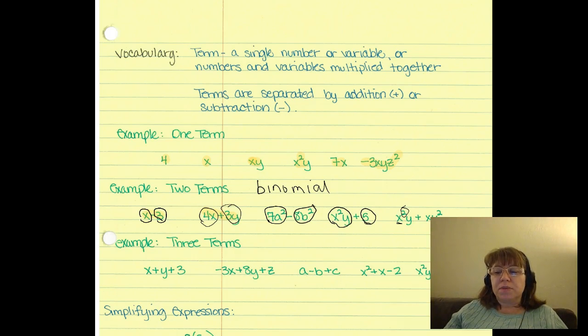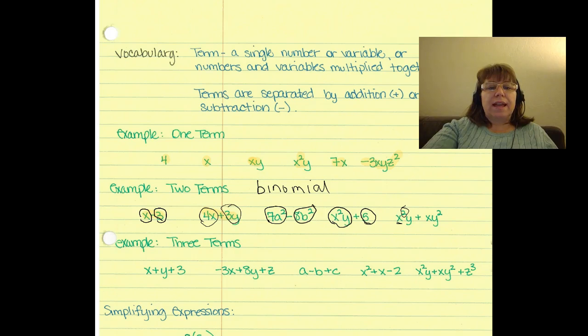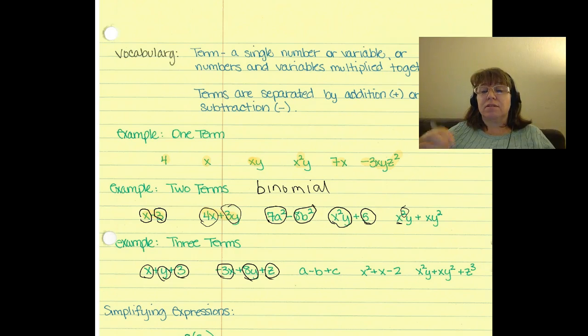Now we also have 3 terms, 4 terms, 5 terms, 6 terms. For 3 terms, x plus y plus 3 is an example. And you can see x would be your first term, y is your second term, 3 is your third term. Negative 3x plus 8y plus z. First term, negative 3x. Second term, 8y. Third term is z. a minus b plus c, that has 3 terms. x squared plus x minus 2, again 3 terms. x squared y plus xy squared plus z cubed, 3 terms. Again, we have a very special name for a 3-term expression. This is a trinomial.